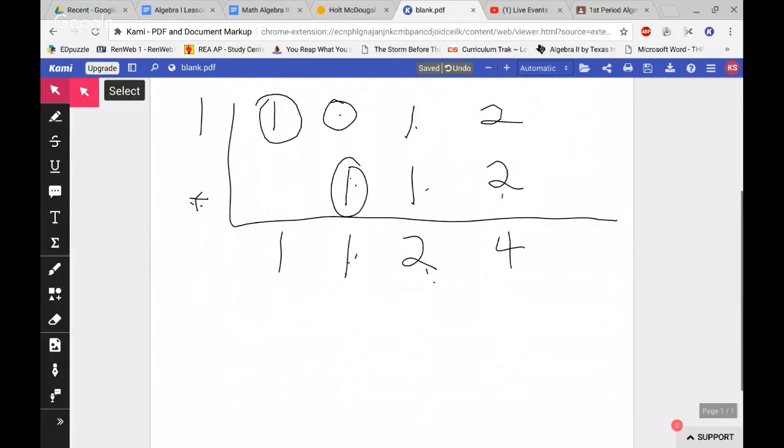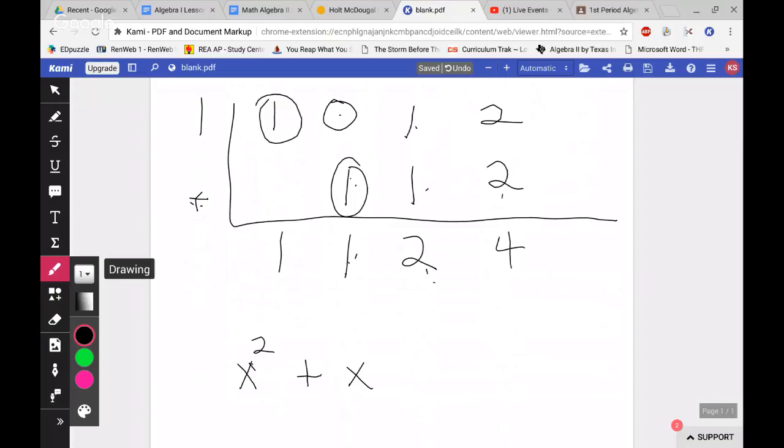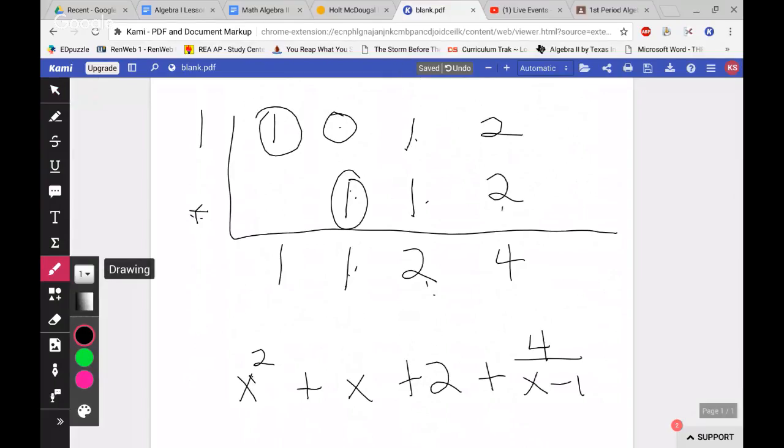Okay. So why don't you walk me through? What am I going to write? You're going to want to write 1 plus 1, plus, or it's going to be x plus x squared plus x plus 2. Yes. Plus 4 over, what was the original? X minus 1. That was the original. So that's your answer for that one. Okay.